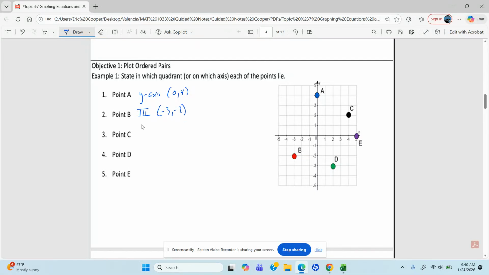Point C is located in the top right. That is quadrant 1, where all the values are positive. So that is the point 4, 2. D is located in quadrant 4, bottom right. It's where the x values are positive and the y values are negative. And point E is not actually located in a quadrant because it's located on one of our axes. This time it's going to be on our x-axis. So it doesn't go any up or down. So we would call this point 5, 0.